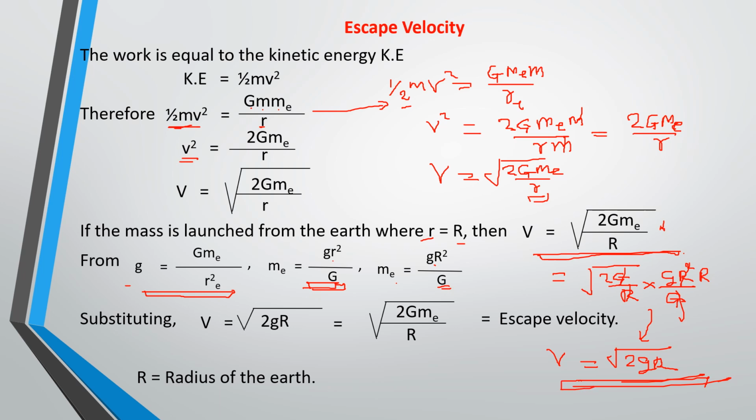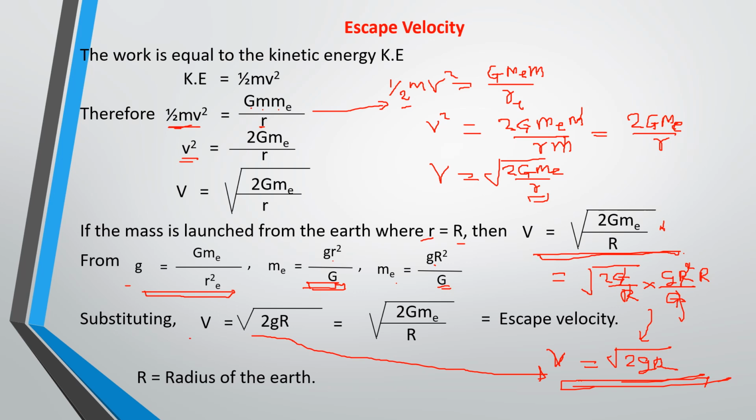Okay, so this equation that you have here now is called the escape velocity of the satellite. Know that capital R is the radius of the earth. So this equation gives you the escape velocity of the satellite, and that is what we have here. I just decided to break it down so that you will understand.